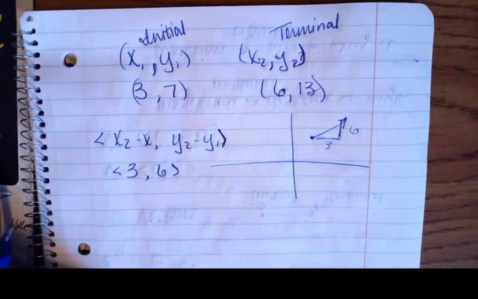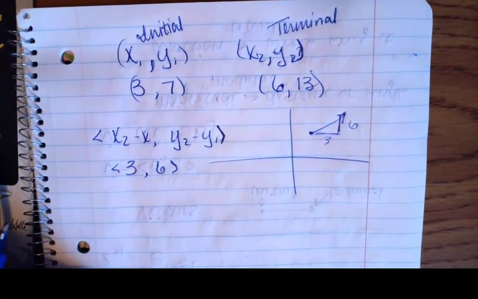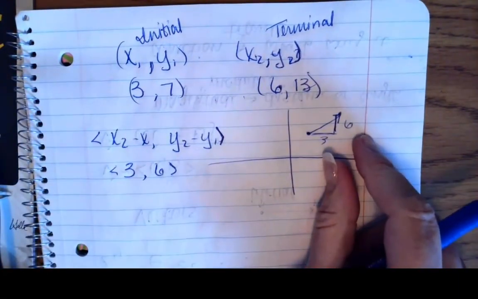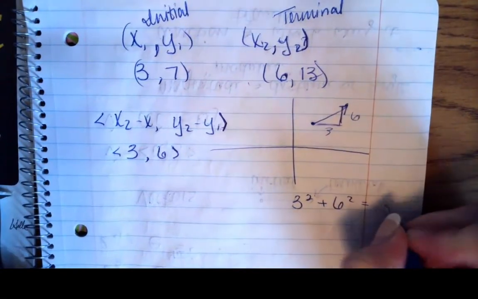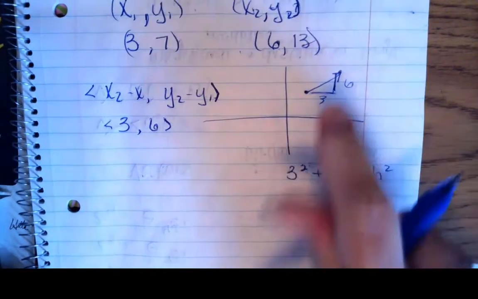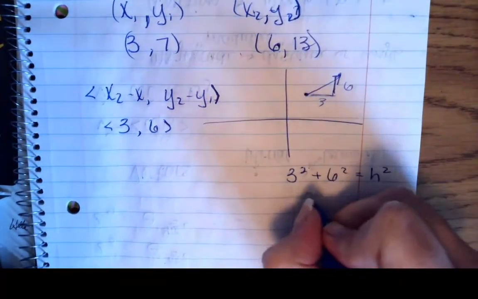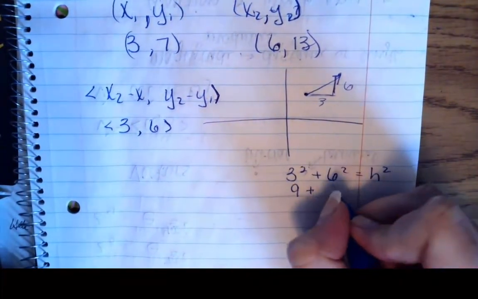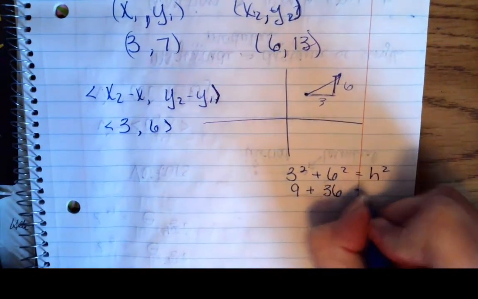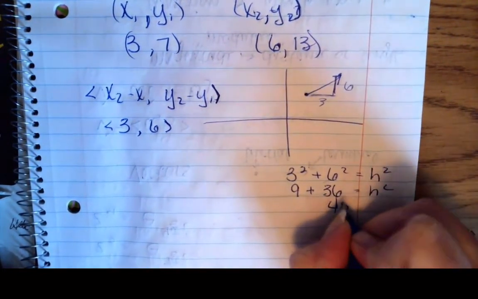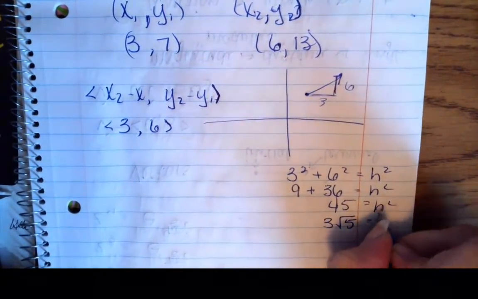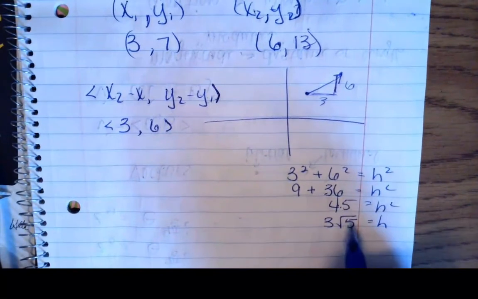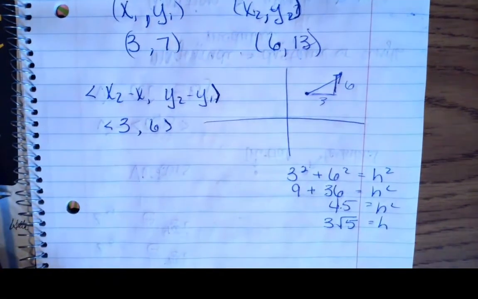And now I can find the actual magnitude of that vector by just completing the Pythagorean theorem. So I've got 3 squared plus 6 squared is my magnitude. So we'll just say hypotenuse squared because I drew a triangle. So that gives me 9 plus 36 is hypotenuse squared, which is 45, which is hypotenuse squared, which is going to be 3 root 5. Okay, because it's 9 times 5, and you pull out the 9 and make it a 3.